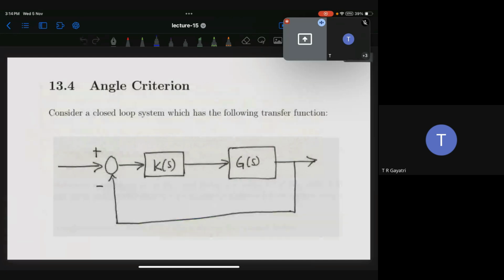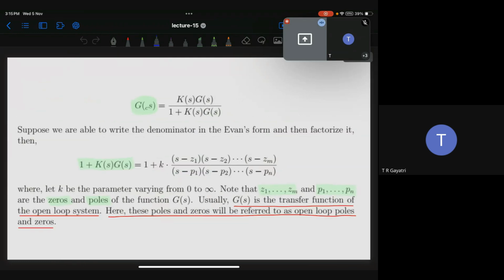Now, after writing the transfer function in the standard form, the first step is the angle criterion. Again, consider this proportional control system. In the proportional control system, this is our closed loop transfer function. What we want to do is write this denominator in the standard form. So this is what we are interested in, 1 plus k g of s.